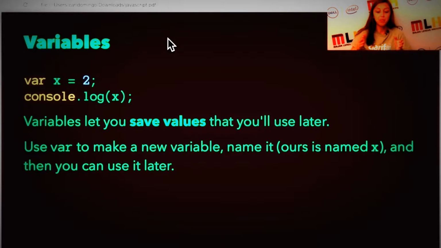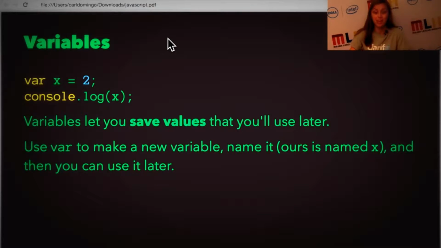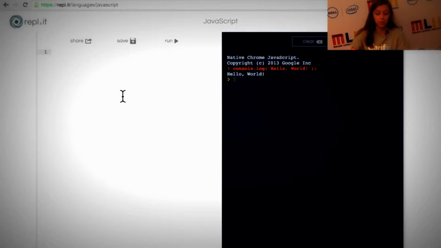You can use var to make a new variable. You name it. In this sample right here, ours is named x, and then you can use it later. If I go to our demo, I could do var Cassidy equals, and then I can put anything in there. I'm just going to put hello world again. Type that out and add a semicolon at the end. Every statement in JavaScript ends with a semicolon.